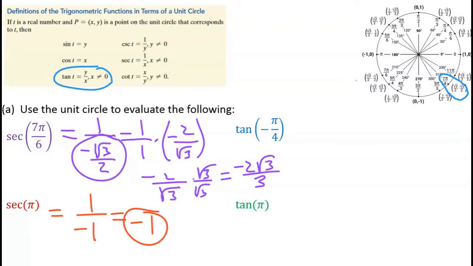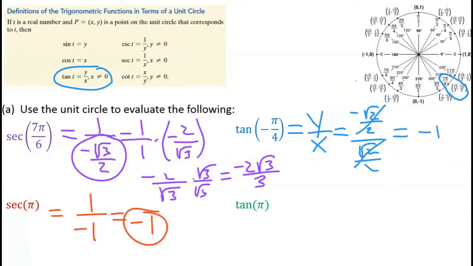Now, tangent is a y value over the x value, right? If you need to write that down, do. My y value is negative square root of 2 over 2. And my x value is positive square root of 2 over 2. Two ways you can think about that. You can invert and multiply if you want, or you have the same value on the top and the bottom except for the negative. They cancel to give you negative 1. But if you invert and multiply, you will get there as well.